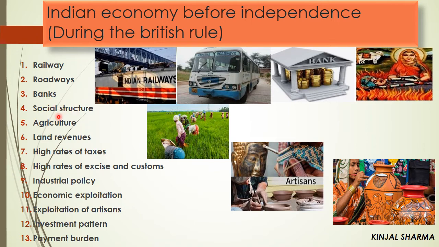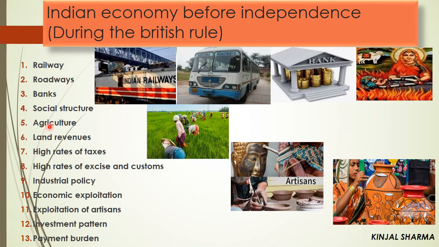Then comes social structure. Certain wrong social practices were abolished during the British rule, for example the prevention of female infanticide and sati pratha. Sati pratha was one of the most important and crucial changes brought by the Britishers in Indian religion.